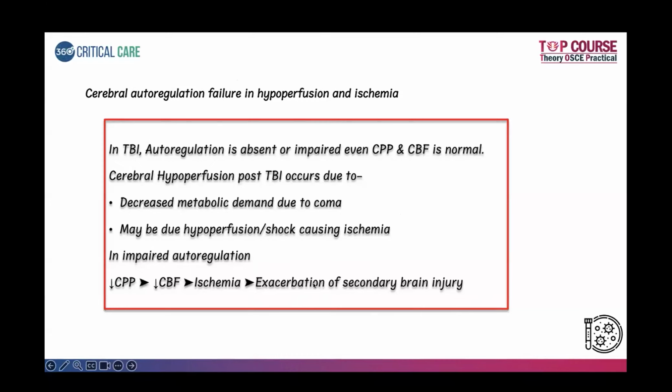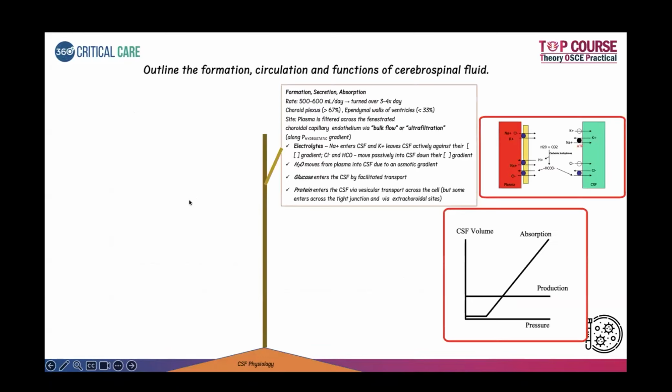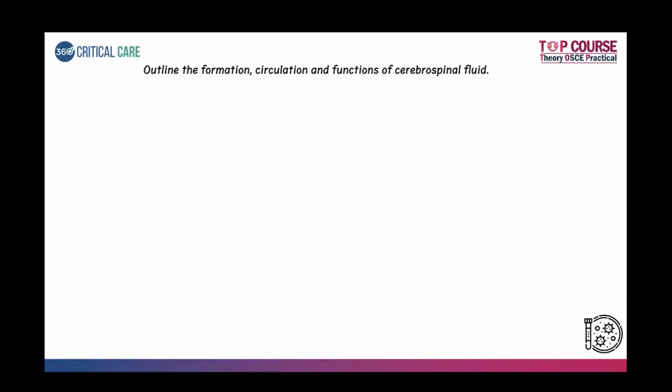So basically the outcome of loss of cerebral autoregulation is exacerbation of secondary brain injury. It is a vice versa process. Loss of autoregulation can cause exacerbation of secondary brain injury, and again, secondary brain injury can cause loss of cerebral autoregulation. Then there was a question about CSF, just changing gears: formation, circulation, and function of cerebrospinal fluid.